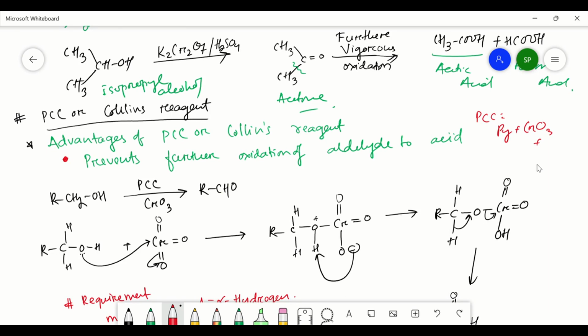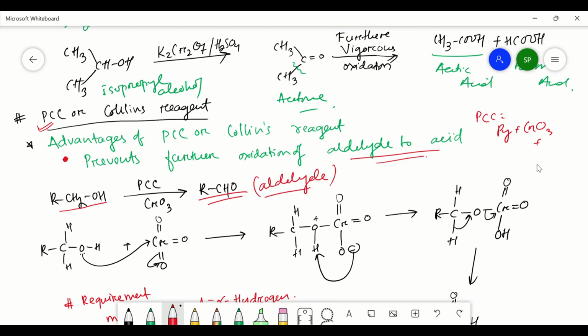The benefit of this Collins reagent, rather than using acidified potassium dichromate, is that this Collins reagent or PCC oxidizes primary alcohol to aldehyde only. It does not have excess oxidation or further oxidation of aldehyde to acid. This is the benefit of using Collins reagent or PCC over acidified potassium dichromate. So if you treat this primary alcohol with PCC, CrO3, this produces aldehyde. Certainly it does not form carboxylic acid.